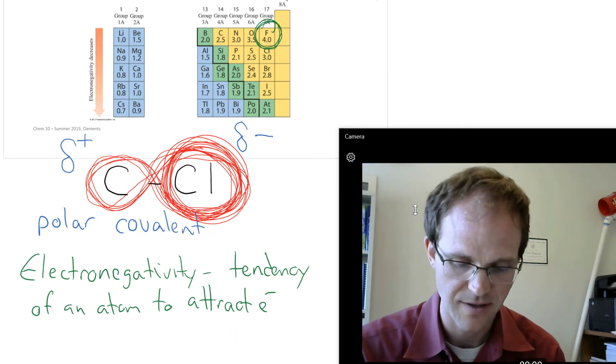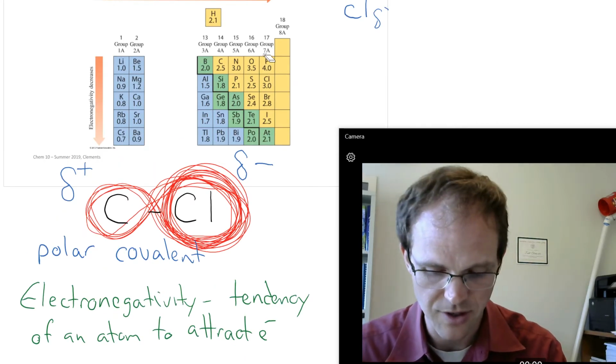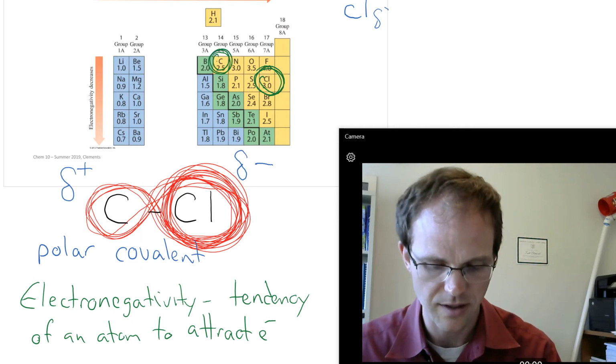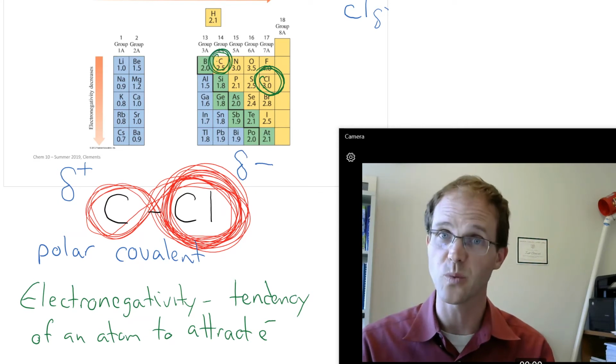Isn't that fun? And we can actually see that if we look up on this table. Chlorine over here has a Pauling electronegativity of 3. Carbon has one of 2.5. And so chlorine wins. Right?